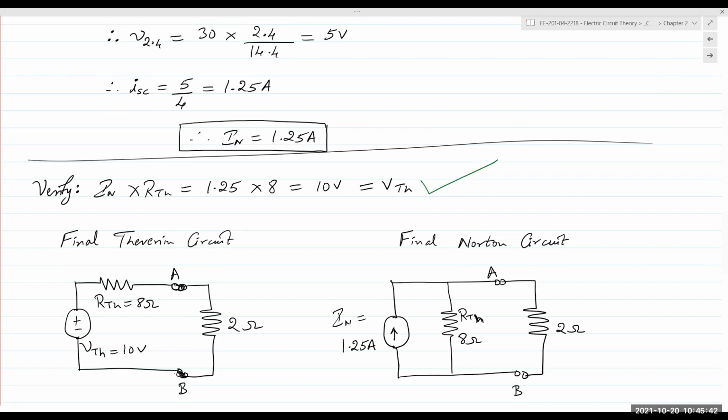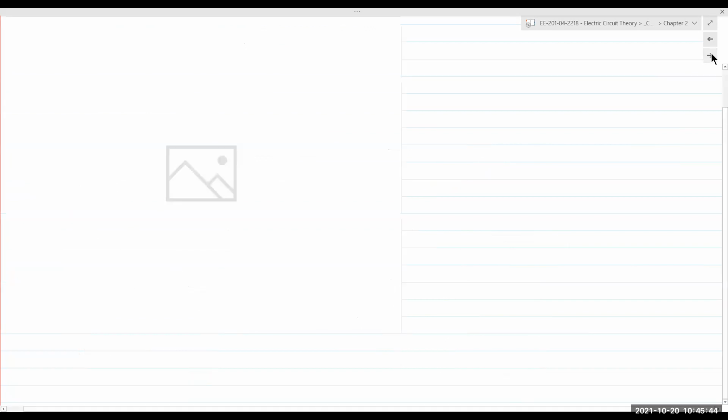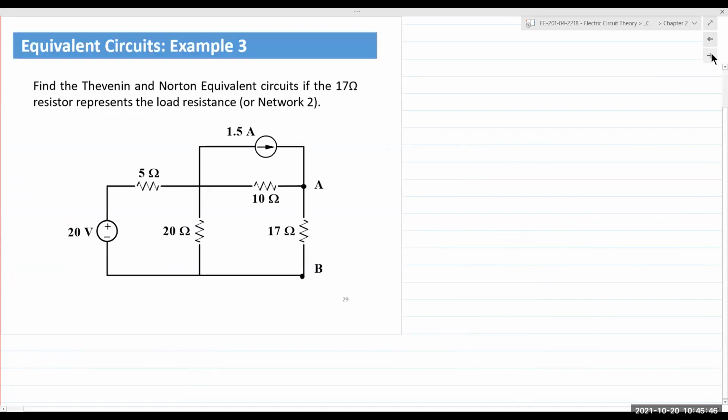Okay, 15 minutes left. Let me get to example 3. This is going to be a little longer, so I will try to get through the setup as quickly as possible. Again, the same thing here. The 17 ohm resistor represents the load. So we remove the 17 ohm resistor from our analysis. I'm going to begin with RTH. In RTH, I'm going to have 3 resistors. It's exactly the same as the previous one.